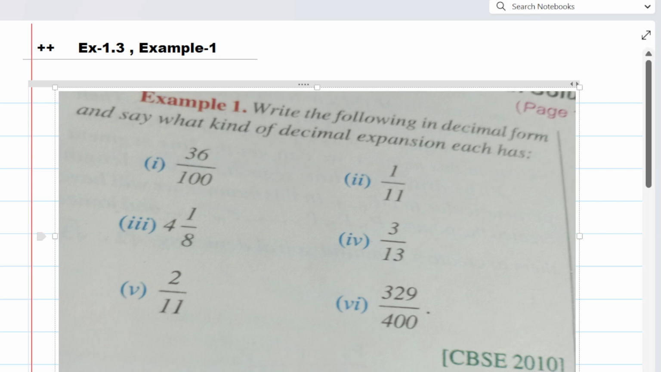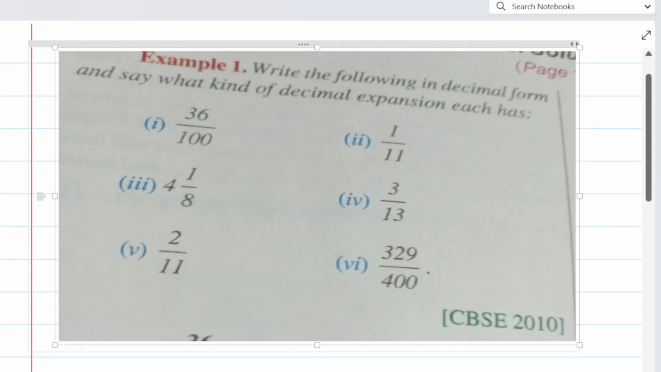Question number 1, 36 by 100. Question number 2, 1 by 11. Question number 3, 4 1 by 8. Question number 4, 3 13 by 11. Question number 5, 2 by 11. Question number 6, 329 by 400. So we'll try to do the maximum number of questions. Is it clear? So let's try number 1.